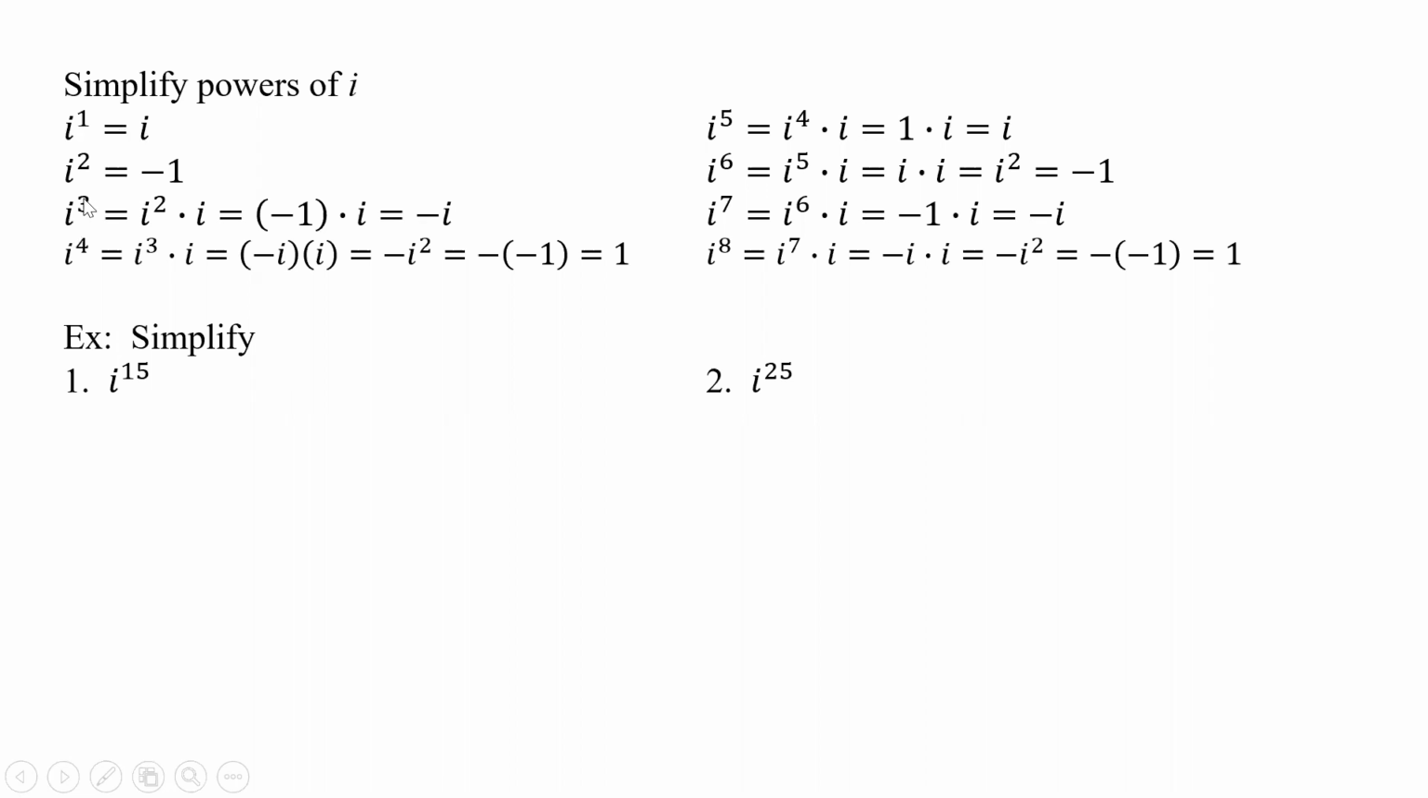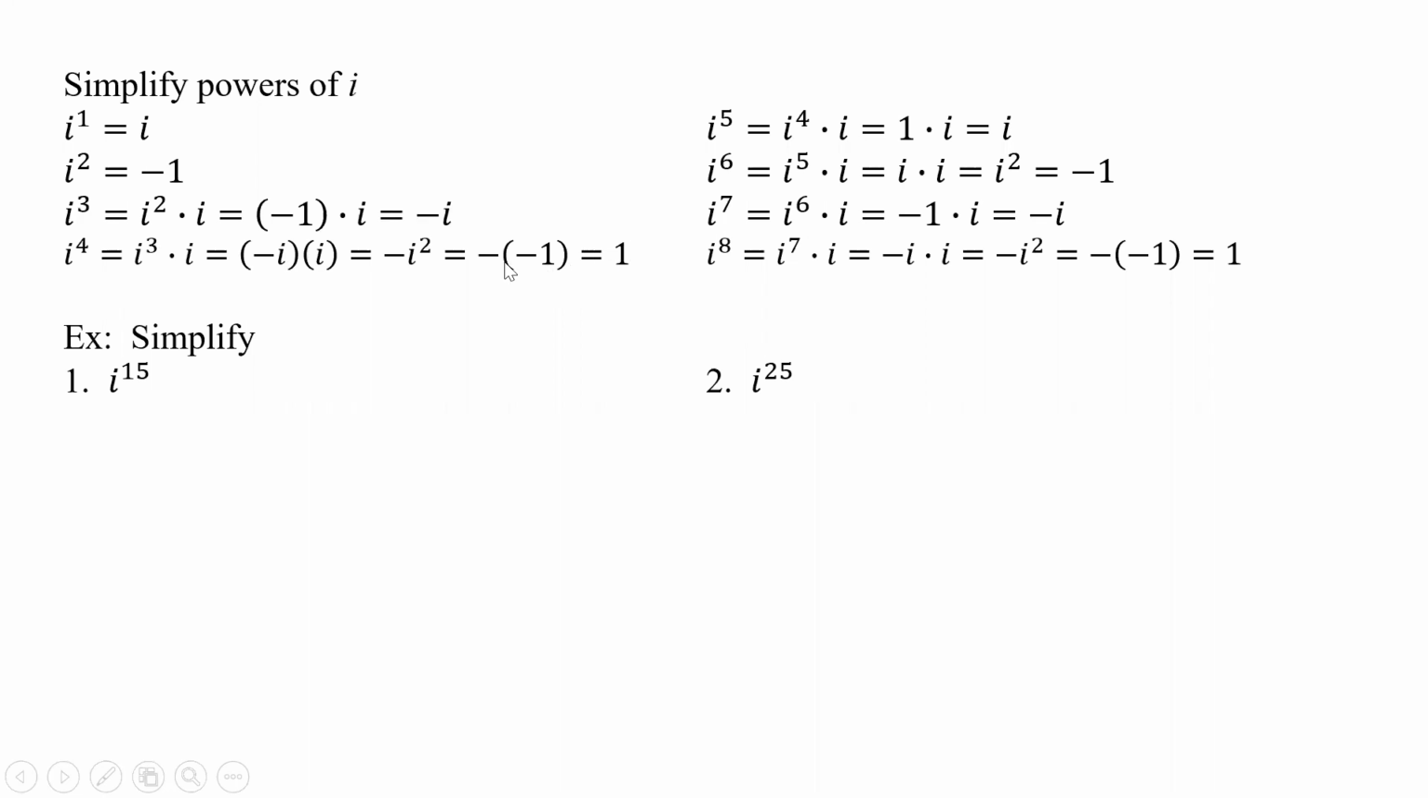And then if we go to the next one, i to the third, well, that's just i squared times i. And we know i squared is -1 based on that. And so -1 times i, well, that's just negative i. And so that's how we're going to keep going, all the way down. Now i to the fourth, we're going to take i to the third times i, because 3 plus 1 is 4. Well, i to the third we found was a negative i, so it's a negative i times an i, which gives us a negative i squared. And so minus a -1, that's just equal to 1.